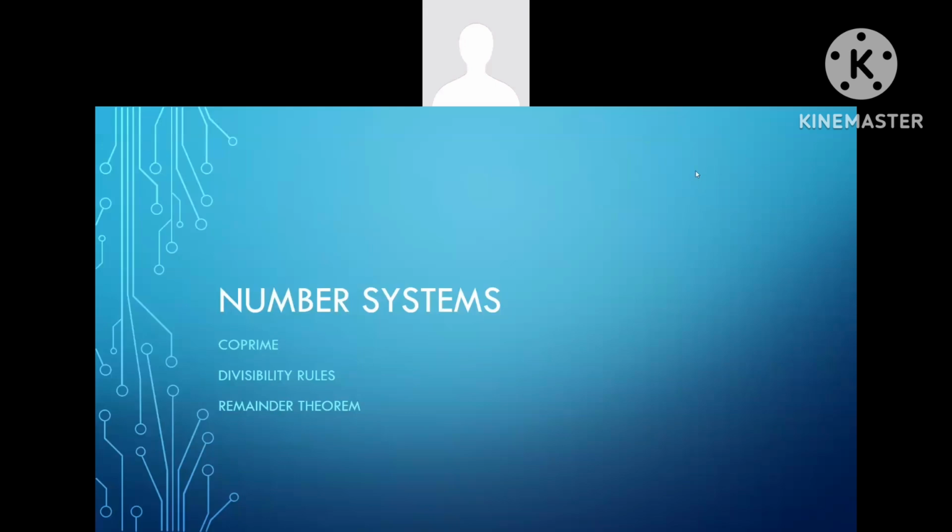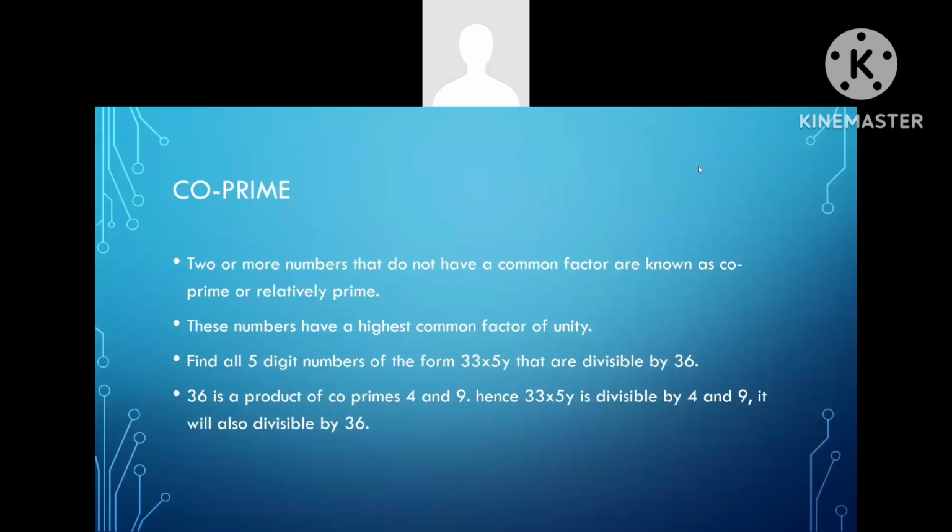Today I'm going to discuss number systems: co-prime, divisibility rules and the remainder theorem. These topics are very much useful for all competitive exams. First, let us discuss co-prime. Two or more numbers that do not have a common factor are known as co-prime or relatively prime. These numbers have a highest common factor of unity.